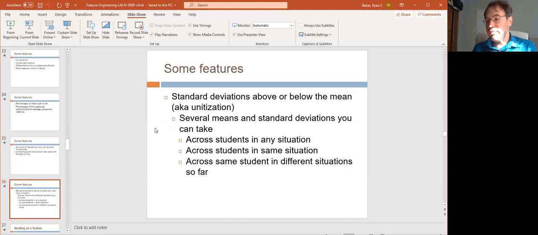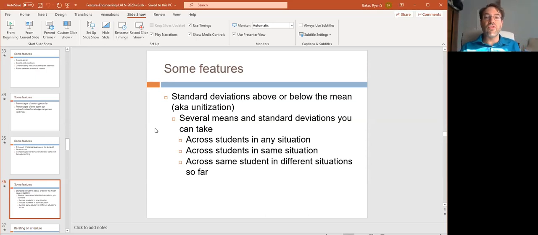Unitization. I love unitization. Standard deviations above or below the mean. So for example, if a student takes 20 seconds to input an answer and the average student takes 4 minutes to input an answer, then 20 seconds is crazy fast. But if they take 20 seconds to enter an answer and the average answer is 3 seconds, then it's quite slow. So taking means and standard deviations and interpreting a specific action in terms of that can tell you a lot more than just absolute times.